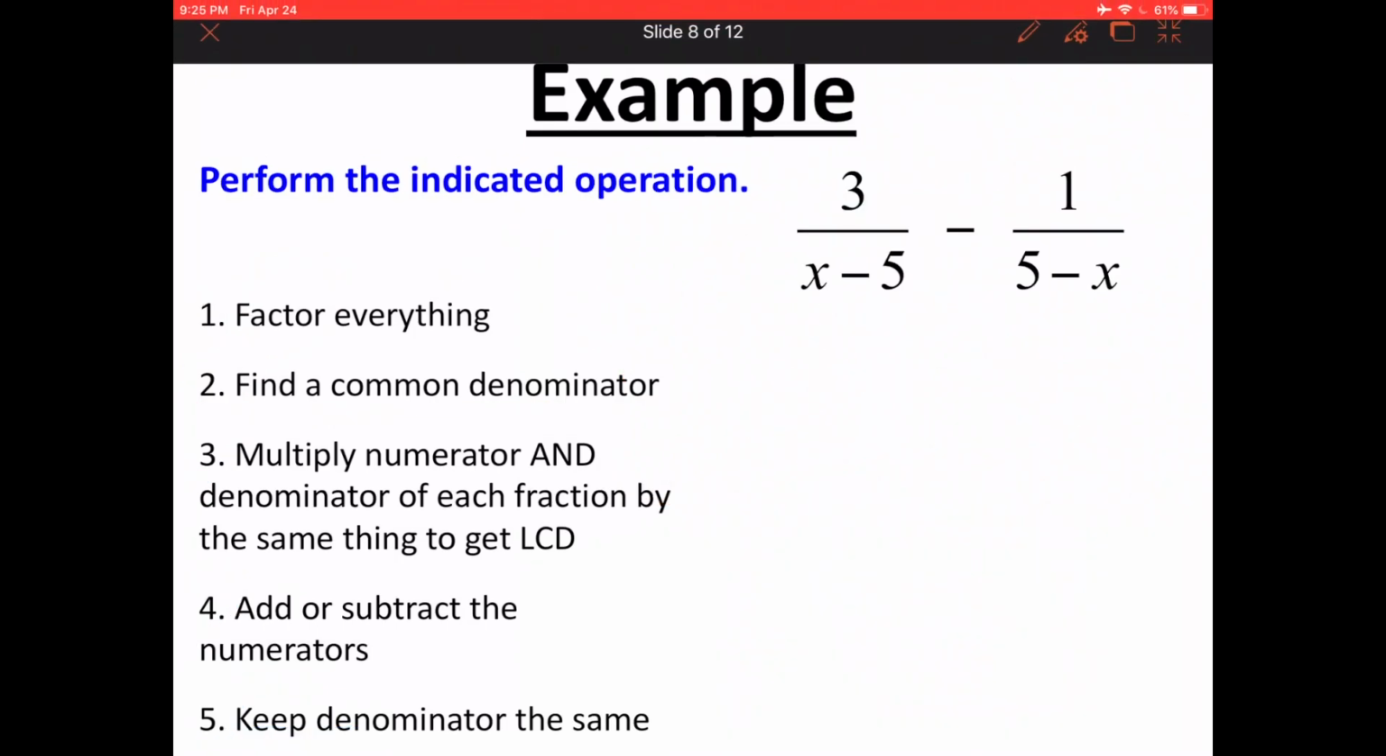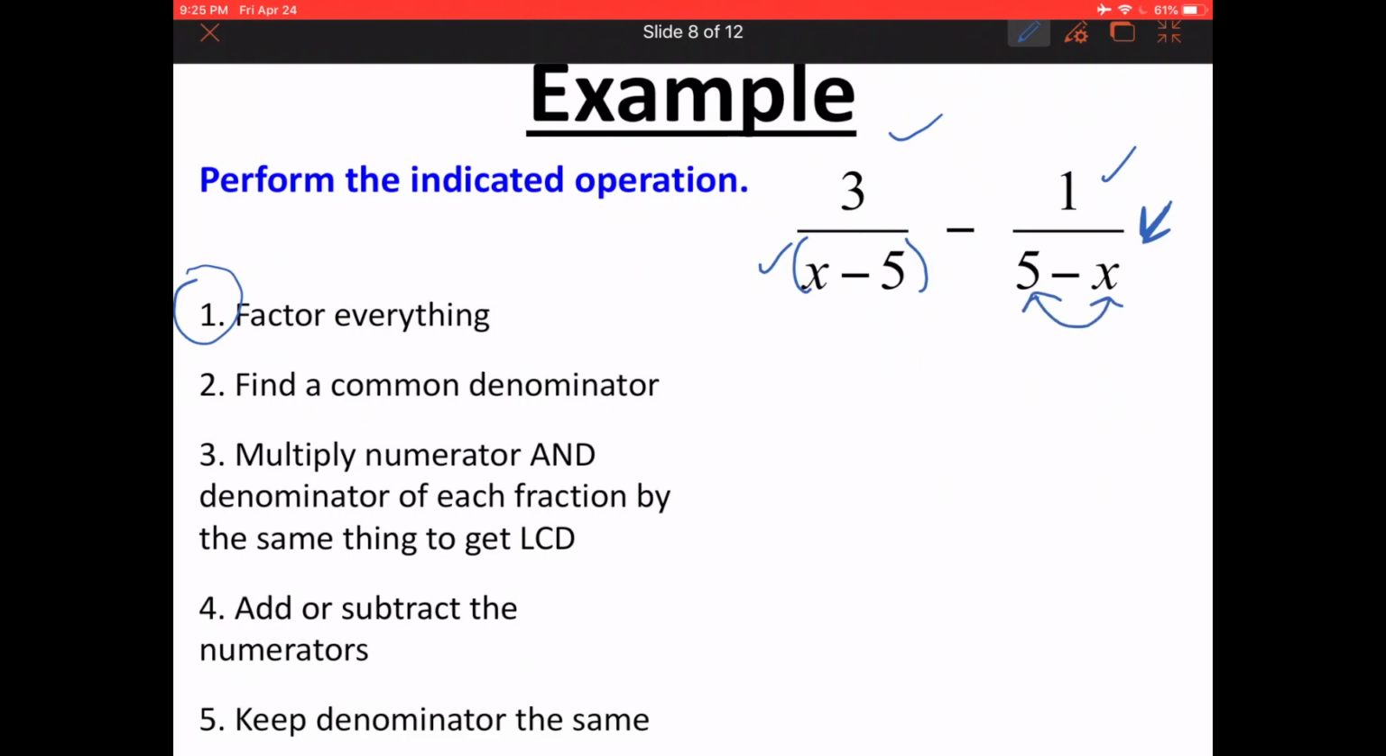Second to last example. Okay, step 1 is to factor everything. Here on the left, we're good to go. I am going to put the denominator in parentheses so that we remember that they're joined together. On the right, the 1 is good to go. Remember, we have a bit of a problem here. With 5 over x, you want the x to come in front.